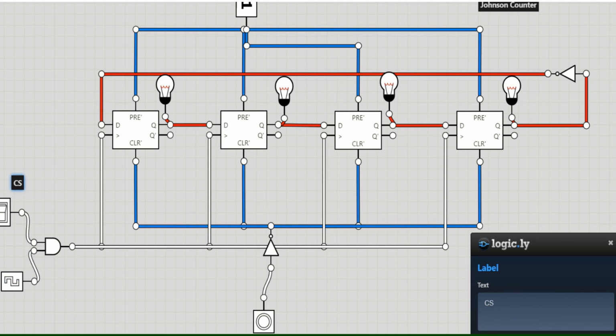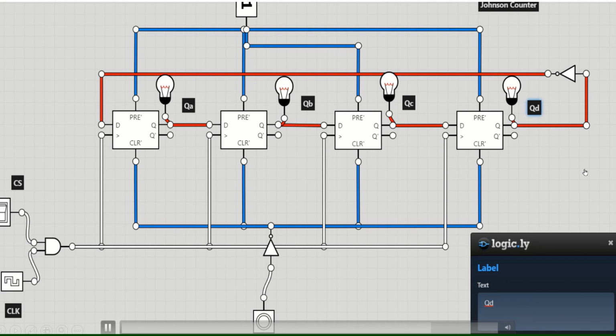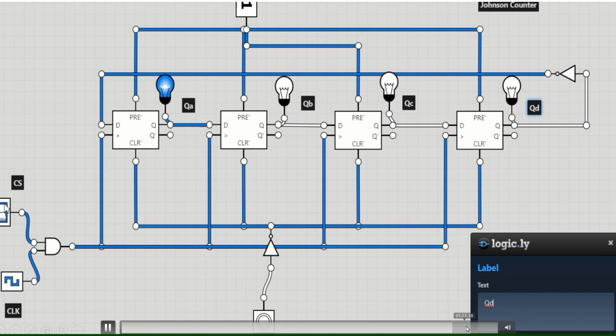We are labeling them. We are giving the inputs to check the output.